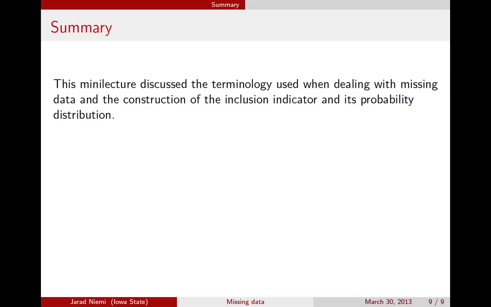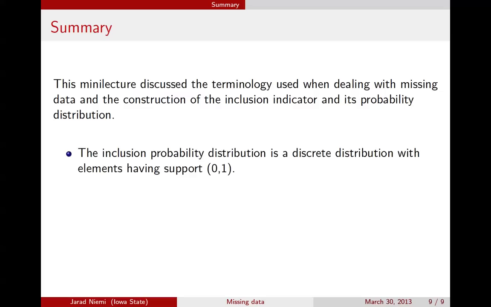I discussed some terminology in the construction of this inclusion indicator matrix and how to think about its probability distribution. The main thing is that this inclusion matrix is going to have a discrete distribution. Each element in the matrix is going to have support 0 and 1. It's binary, each element is binary.